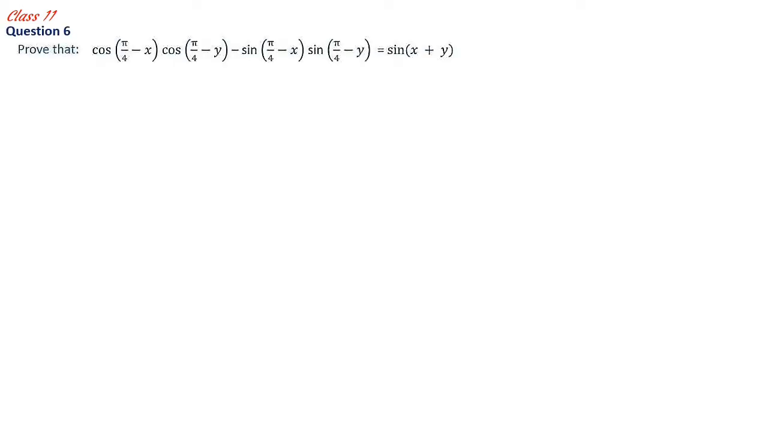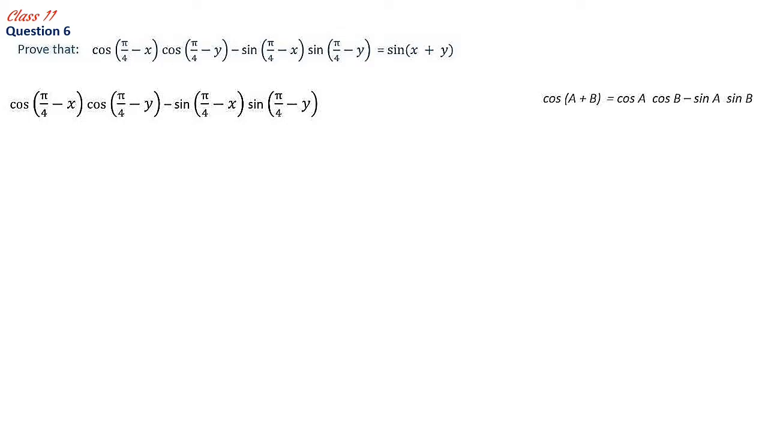Prove that cos of pi by 4 minus x into cos of pi by 4 minus y, minus sin of pi by 4 minus x into sin of pi by 4 minus y, is equal to sin of x plus y. Here the left side you can just write as it is. Here you can see cos a plus b, cos a plus b is cos a cos b minus sin a sin b. You can check here: cos a cos b minus sin a sin b with the same angles. So this is in the format cos a cos b minus sin a sin b.